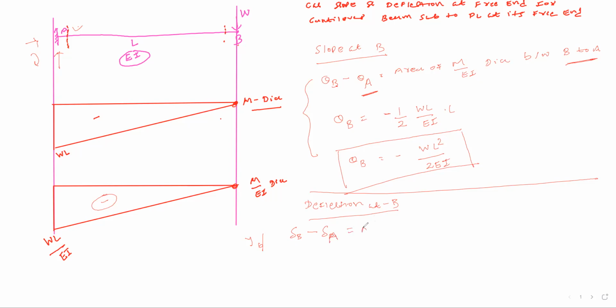That is nothing but moment of area of M divided by EI diagram between B to A taken about B. Is it clear students? Please confirm it. એટલું ક્લિયર છે? Yes, sir.